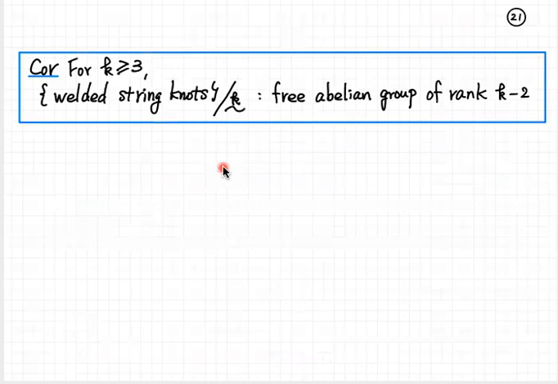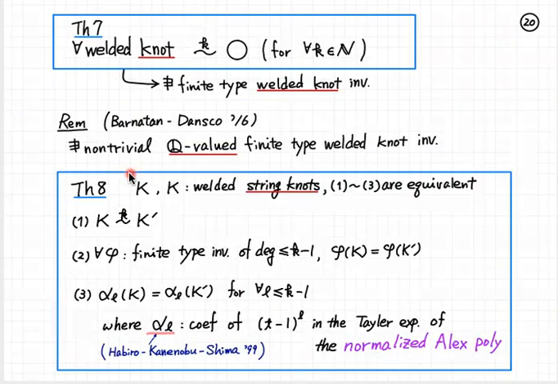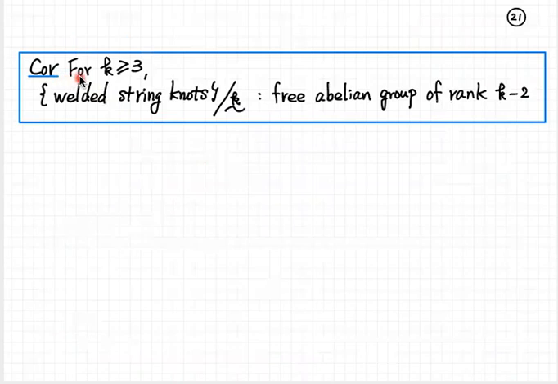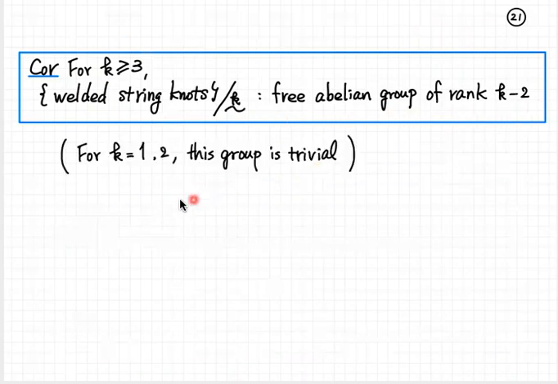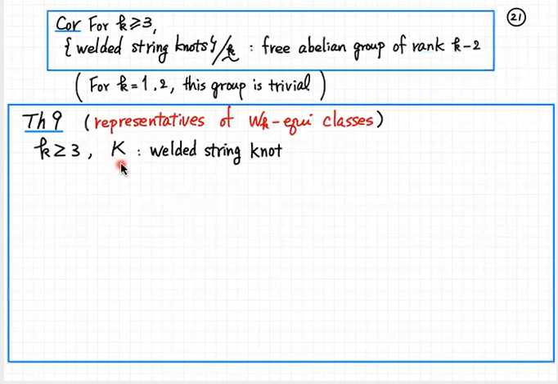Now, this theorem gives us the following corollary. For any k at least 3, the WK equivalence classes of welded string knots form a free abelian group of rank k minus 2. Here, when k equals 1 or 2, this group is trivial.